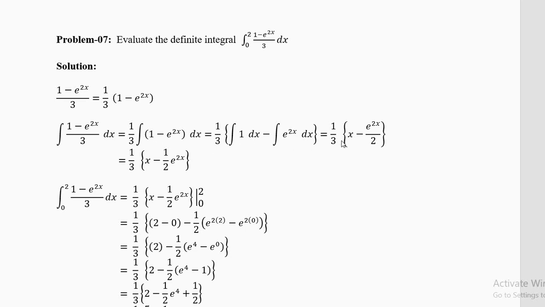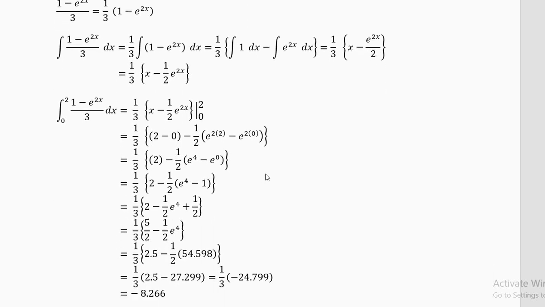The first one is x. The second one will be e power 2x divided by 2. So you have 1 by 3 outside the big bracket, leave it there till the end of your calculation. x minus half e power 2x. Now let's put the limits.